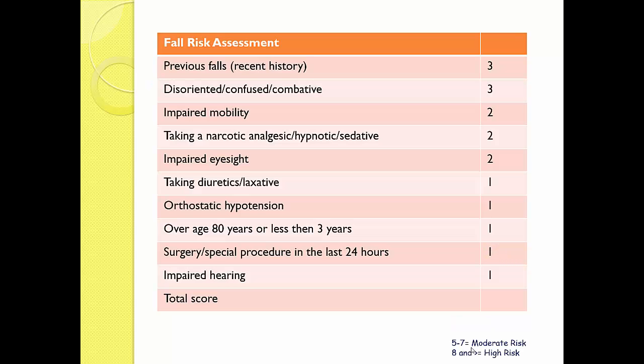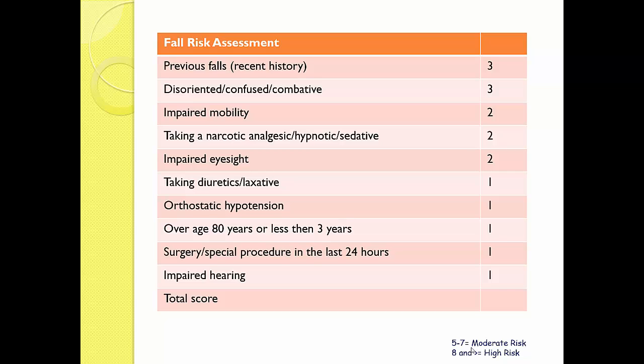This risk assessment tool here is one example that I give you guys. So as you can see, the main areas that they focus on: has the patient had a previous fall in recent history? Some scales will say within the last 3 months. Statistically, it shows that patients have a higher chance of falling again if they've had a recent fall. So that would allow 3 points towards their score there. So that's a high point score there.